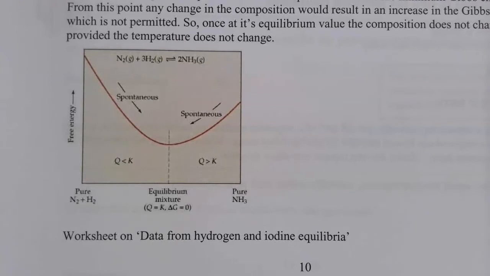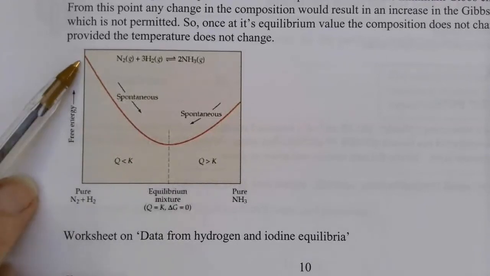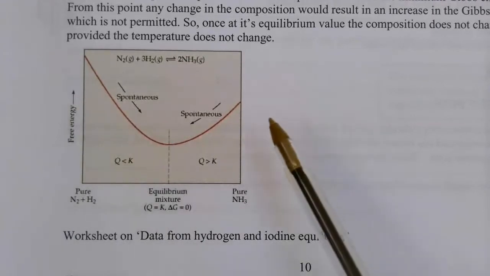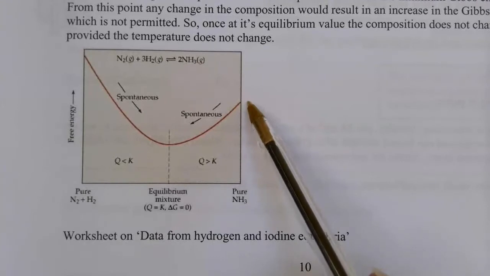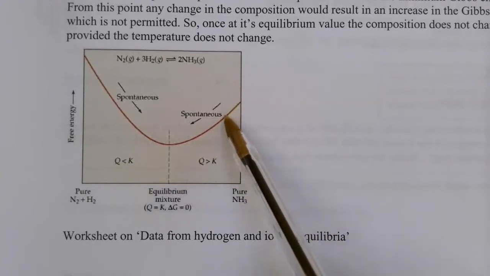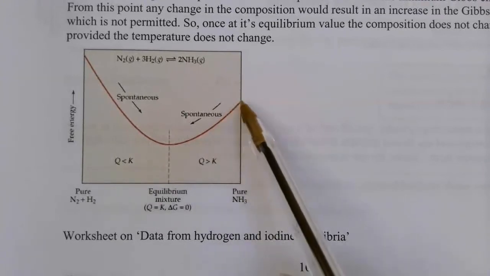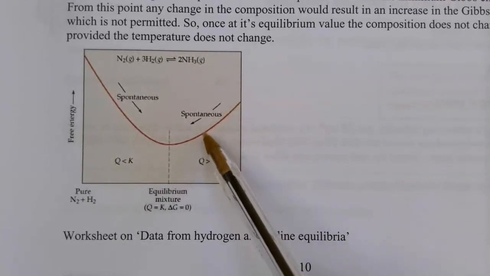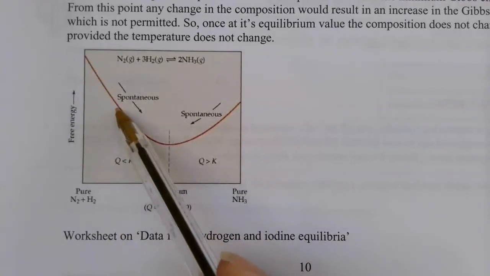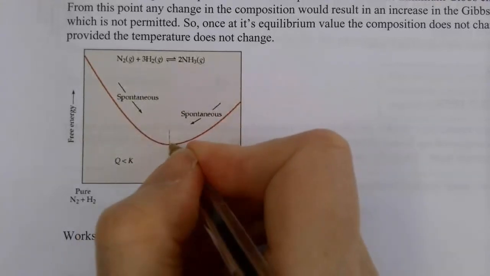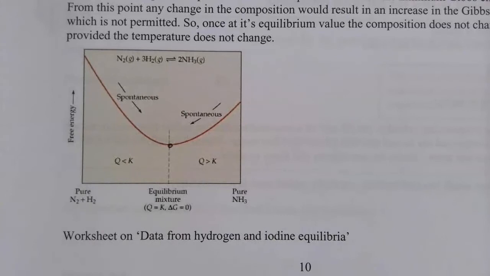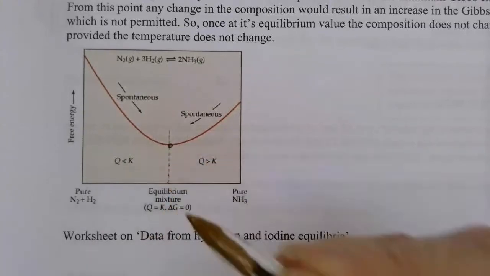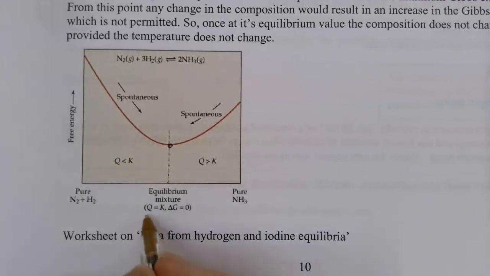We can see the same thing on this plot for the Haber process at the bottom of the page. On this side I have pure nitrogen and hydrogen, and here I have pure ammonia. Any changes from pure ammonia towards nitrogen and hydrogen is going to be a spontaneous reaction, because that's going to be a negative delta G value, and likewise this is also going to be a negative delta G value. At some point they're going to come to an equilibrium, and the equilibrium is always at the minimum, and at this point my delta G equals 0.